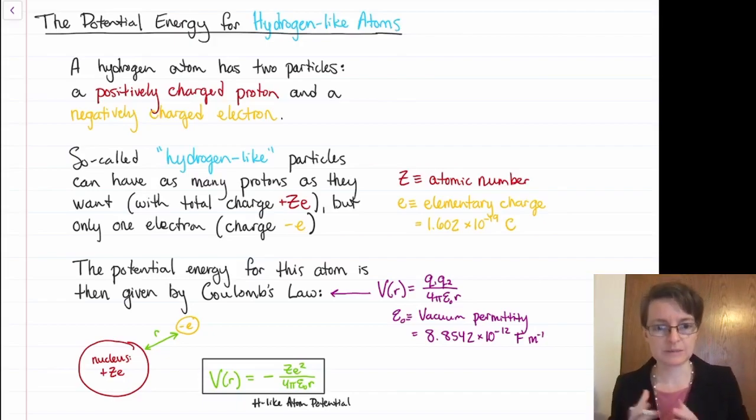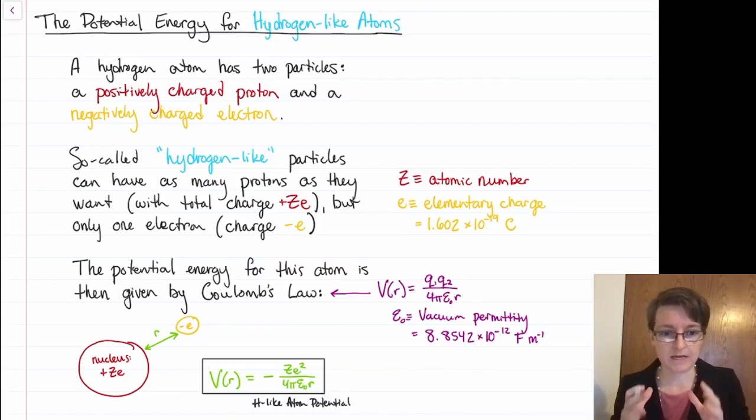We're going to expand our discussion just a bit to treat so-called hydrogen-like particles, simply because the math is going to be identical. So I'm going to add an extra factor into all the math that we do today for Z, the atomic number. That's just so that we can have an arbitrarily large nuclear charge, but still for today we're only going to tackle atoms that have one electron.